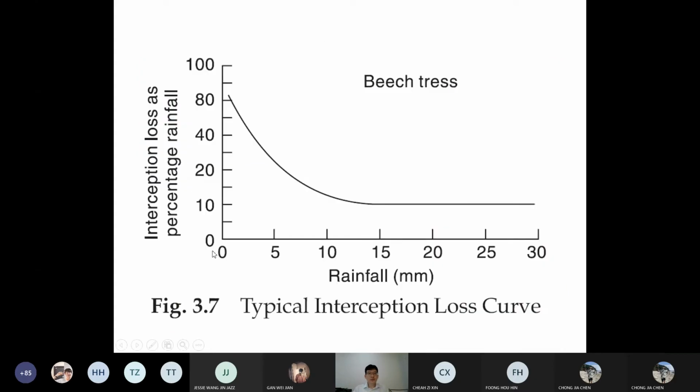So you can see, if it's a heavy rain, at the beginning of the rain, because the tree is not yet wet, it will capture the water, is it? So the interception of a small rain is lost about 80%. But if the rain becomes heavier, all the leaves and branches are already wet, no longer able to capture. So you can see this is a typical graph of the interception loss. When the intensity of the rain is heavier, so the ability of interception to capture the water becomes lesser.